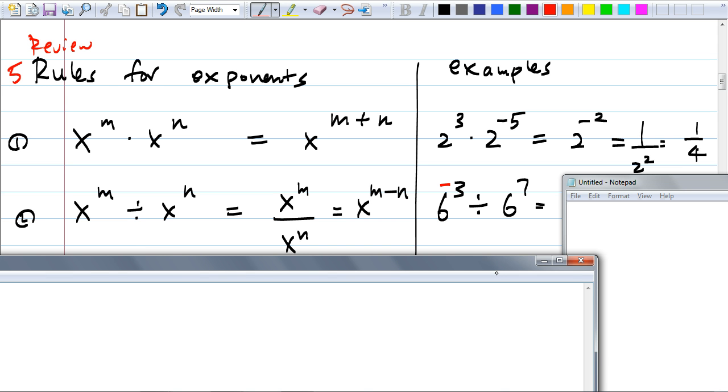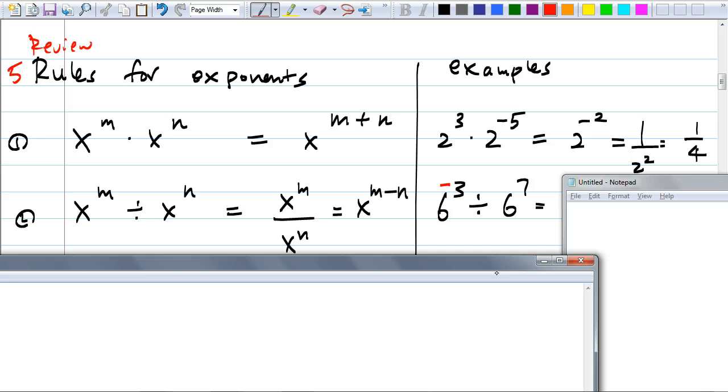Okay. What if the base isn't the same? If the base isn't the same, you can't use this rule. You've got to work it out then. You've got to multiply things out and then simplify. But for tonight's homework, most of these will have the same base. So you get 6 to the negative third power divided by 6 to the 7th power.